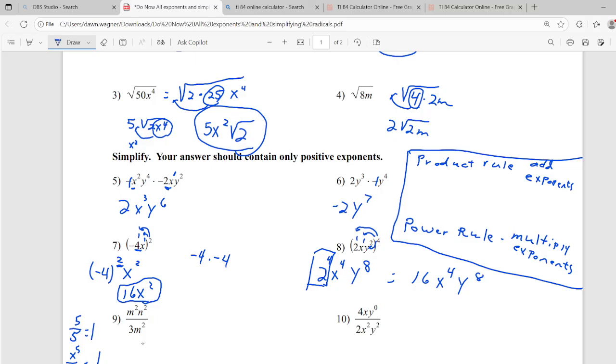So over here I'm looking. What do you notice about m to the 2nd power and m to the 2nd power? What's that going to be? 1. So these cancel out to 1s. And 1 times n squared is just n squared. 1 times 3 is 3. And that's it. That's all you had to do for that one.